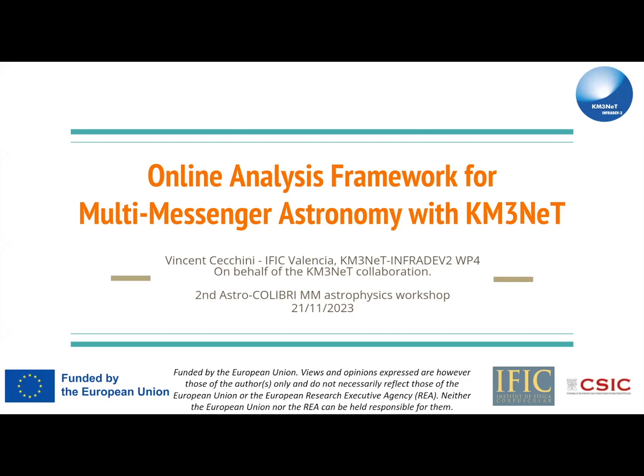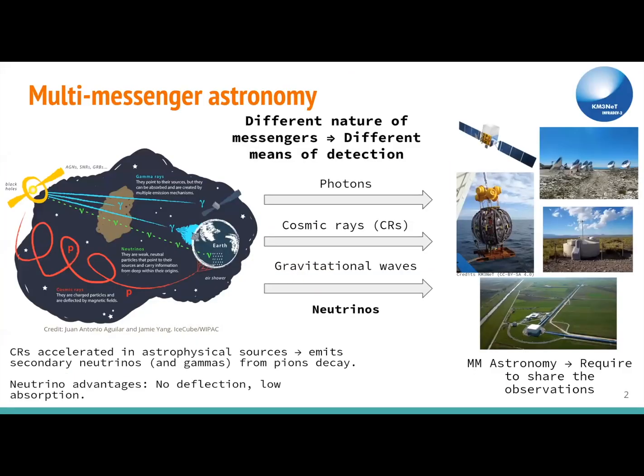And I will start with a really quick slide on multi-messenger astronomy, because all of you know what it is. So we have a wide field of topics which are being covered by multi-messenger astronomy. And I will focus on the neutrino, because it is what we are doing with KM3NeT. And neutrino can be a great messenger to do multi-messenger astronomy, as it has been told in the previous presentation.